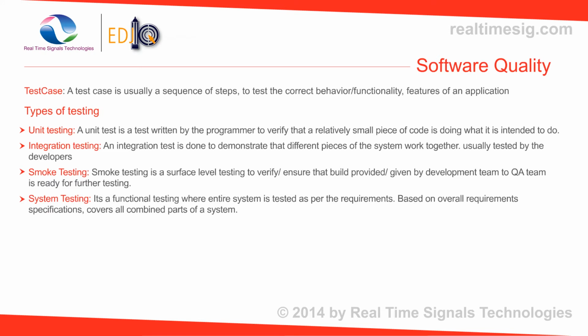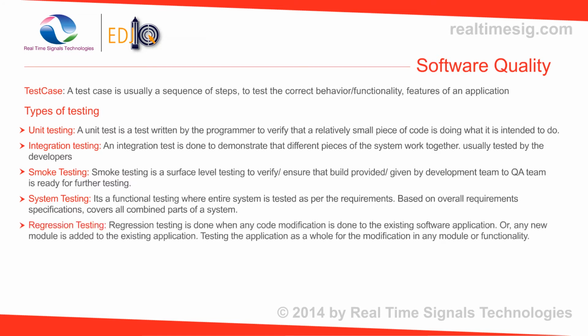System testing. It's a functional testing where the entire system is tested as per the requirements, based on overall requirements specifications, and covers all combined parts of a system. Regression testing. Regression testing is done when any code modification is done to the existing software application, or any new module is added to the existing application. Testing the application as a whole for the modification in any module or functionality.